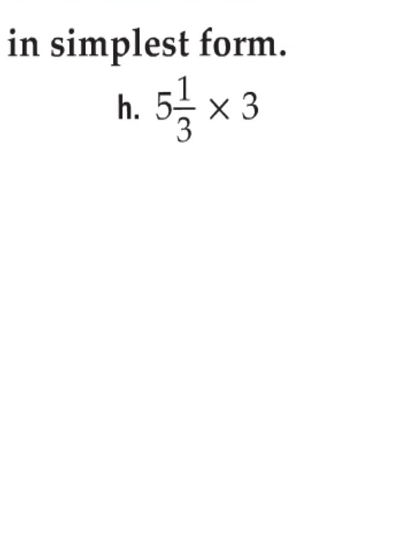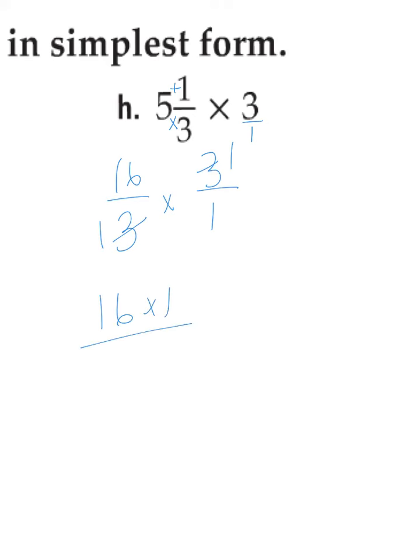Next one, 5 1/3 times 3. Okay, turn a mixed number into a fraction. 5 times 3 is 15, plus 1 is 16 over 3. 3, we can turn that into a fraction by writing it over 1 since it's a whole number. Look for your shortcuts. 3 goes into both of those one time. Numerators times each other. Denominators times each other. So we get 16 over 1, which is just 16.